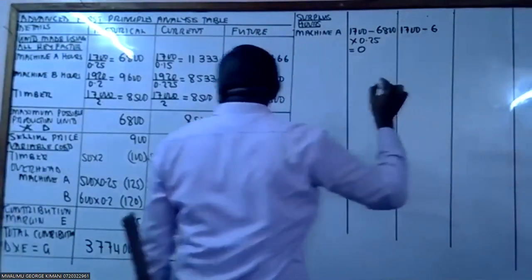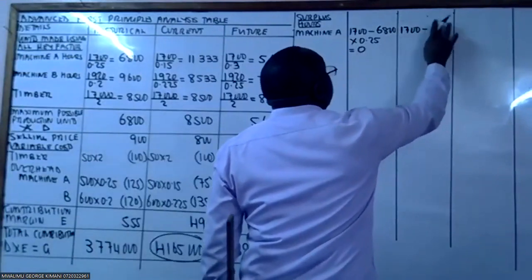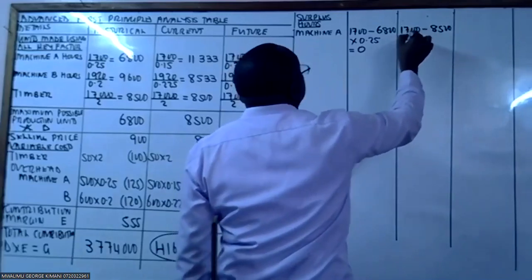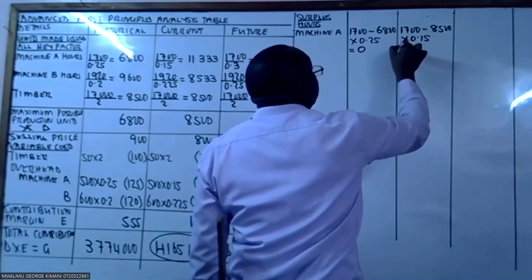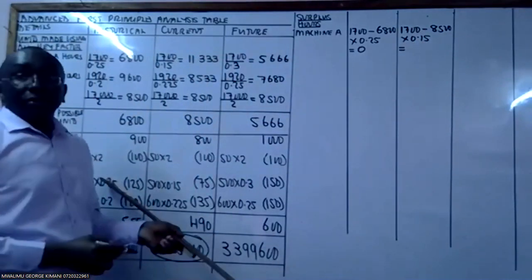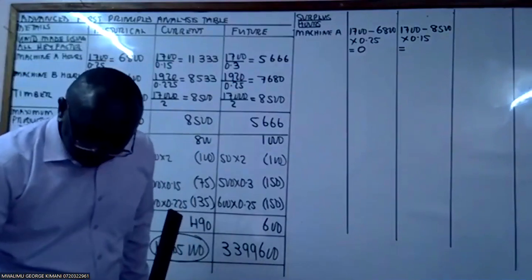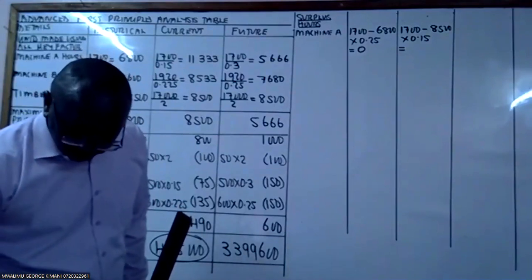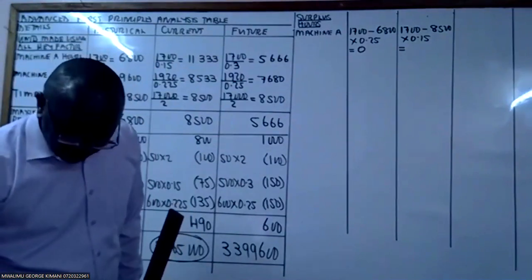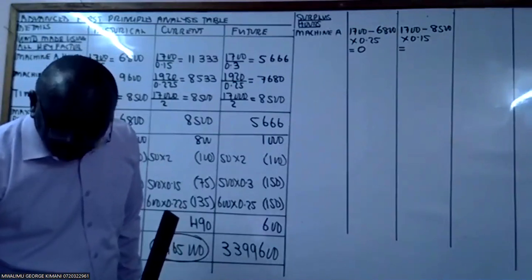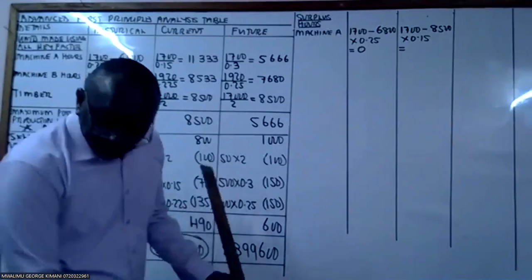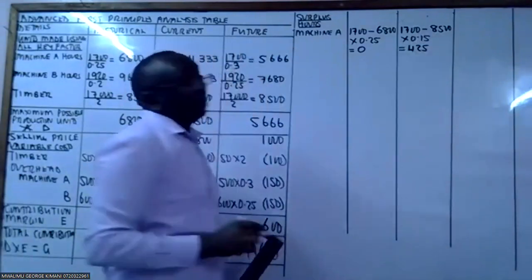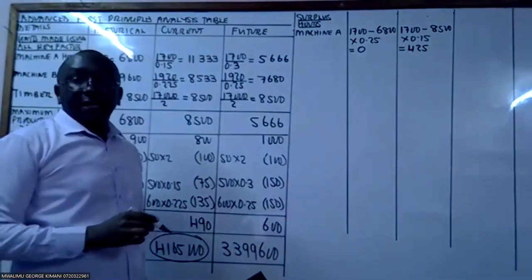You minus, now there tulisema we are producing 8,500. And each one is taking us 0.15. So it is 1,700 times 0.15, minus 8,500 times 0.15. Make sure you're also giving me the figures. So this one, inatuonyesha tumebakisha extra 425 hours that is unused.